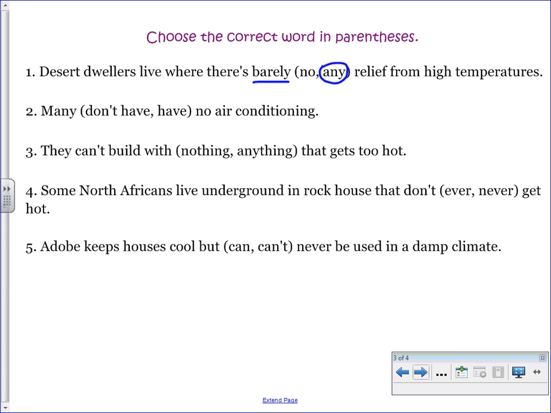Second sentence says, many don't have or have no air conditioning. Correct answer here is have, because we already have the negative word no, so we can't say don't and no in the same sentence. So like I said, pretty easy and pretty quick lesson. When you come in class on Friday, we'll do a couple quick examples and then get started on your classwork.